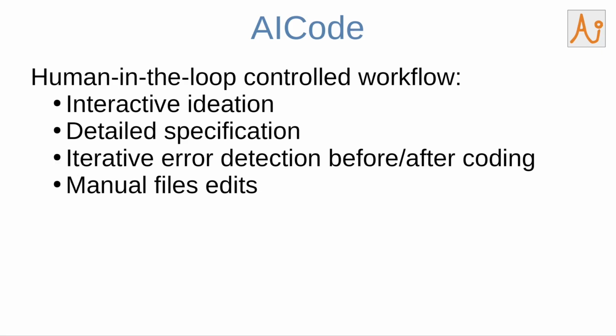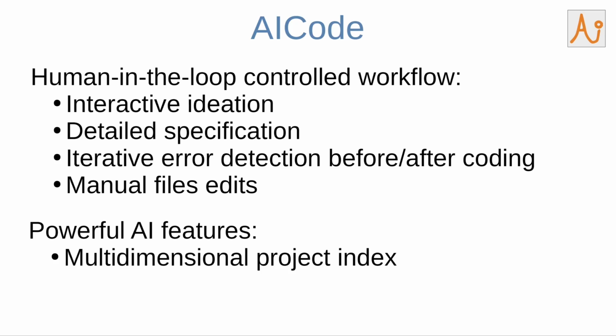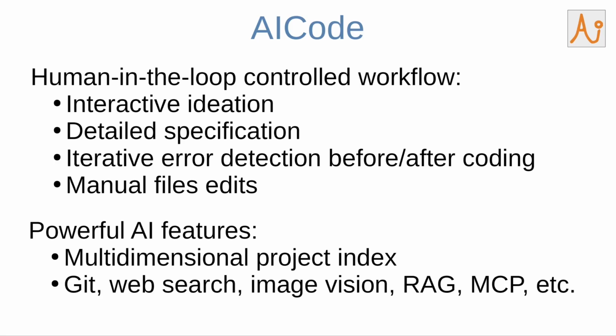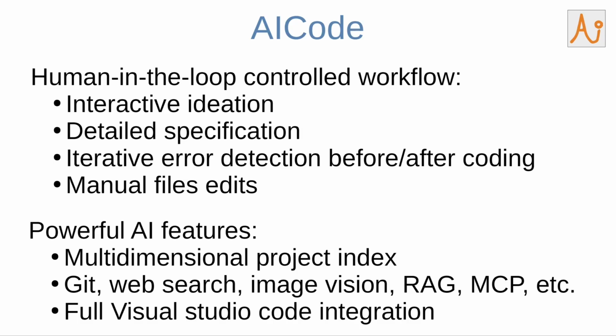And when the code is generated, the human developer can and must inspect each code patch, file by file, and approve it manually. In addition to this strict human-controlled workflow, AICode has powerful AI features such as a multi-dimensional project index, allowing the AI to search related code and documentation in every way possible. Powerful AI tools such as Git history, internet search, screenshots vision, files upload with retrieval augmented generation, MCP connectors, and more. Also, AICode's interface is very user-friendly, purely graphical, and totally integrated within Visual Studio Code.